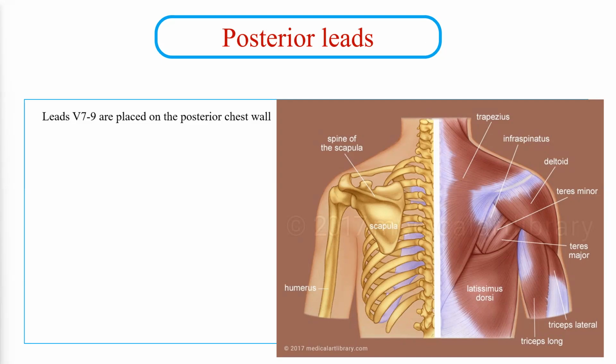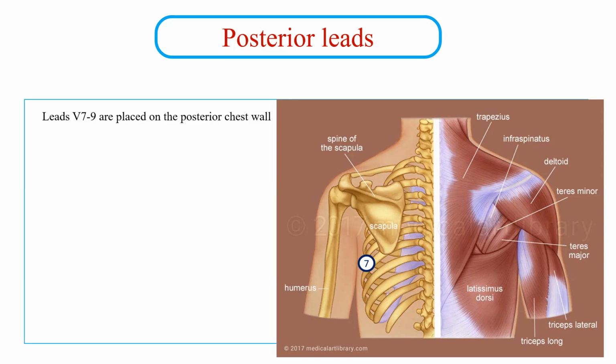For the posterior lead placement, we usually use the approach of V7, 8, and 9, in which we place V7 at the left posterior axillary line, at the axilla, at the same level as V6. All of these posterior leads are at the level of V6. We don't go down or up. It's at the level of V6.